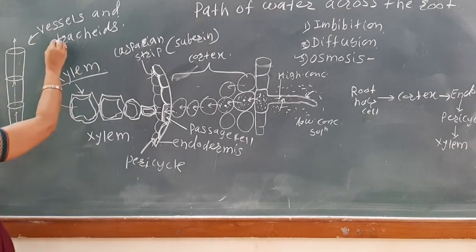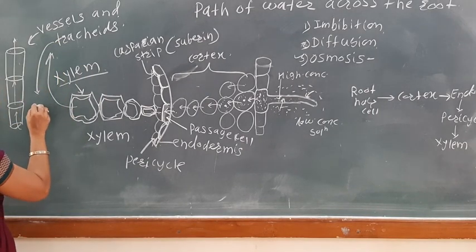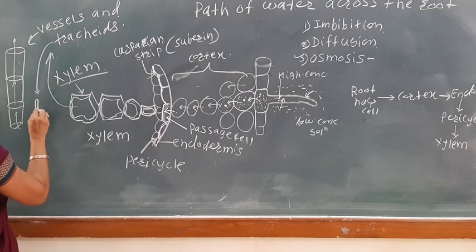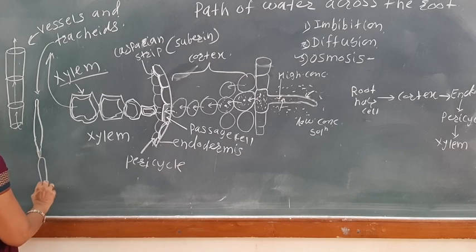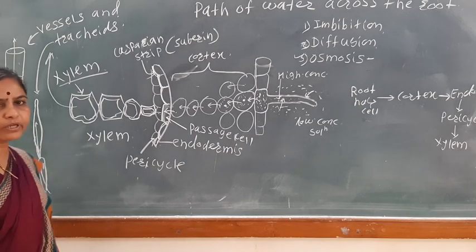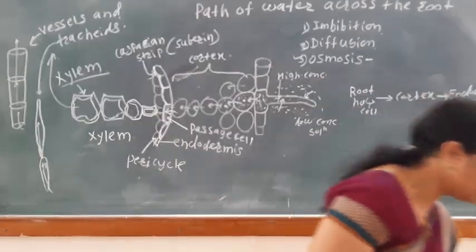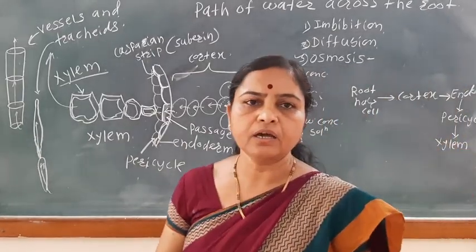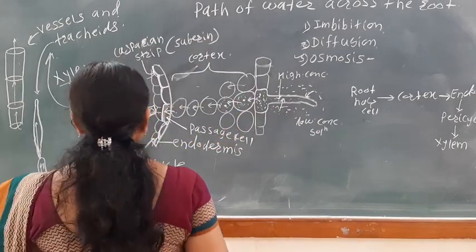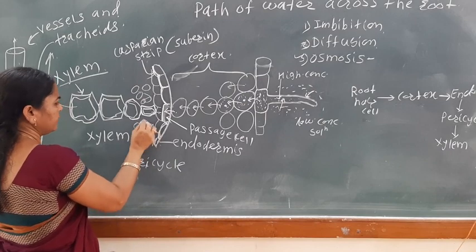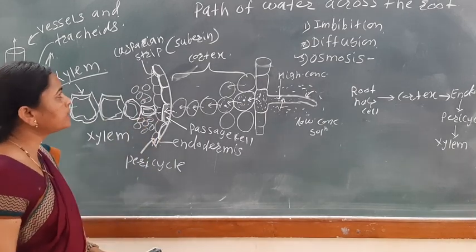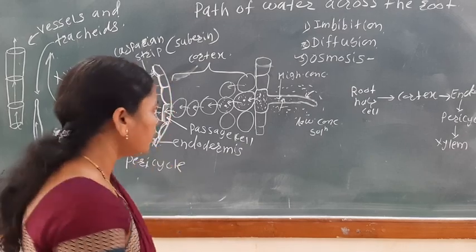The tracheids are narrow tube-like structures like this. These tracheids are also arranged one above the other, and the movement of the water takes place through them also. So these vessels and tracheids are the xylem cells which are water conducting, and around them there are also the phloem cells, which are food conducting. So this is the path of the water across the root.